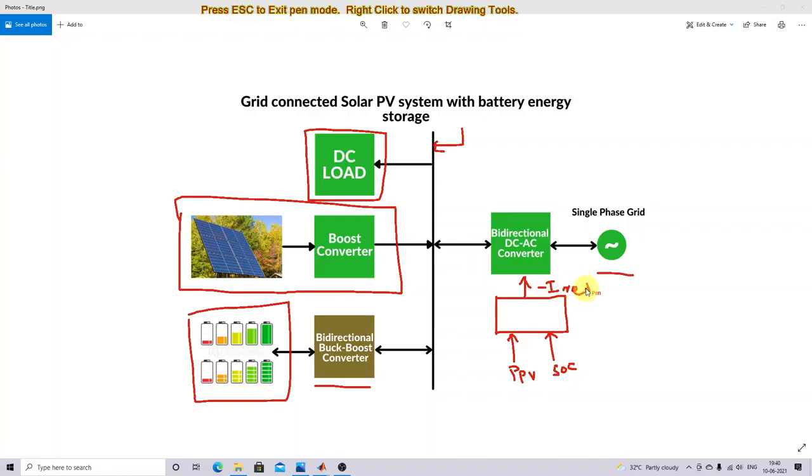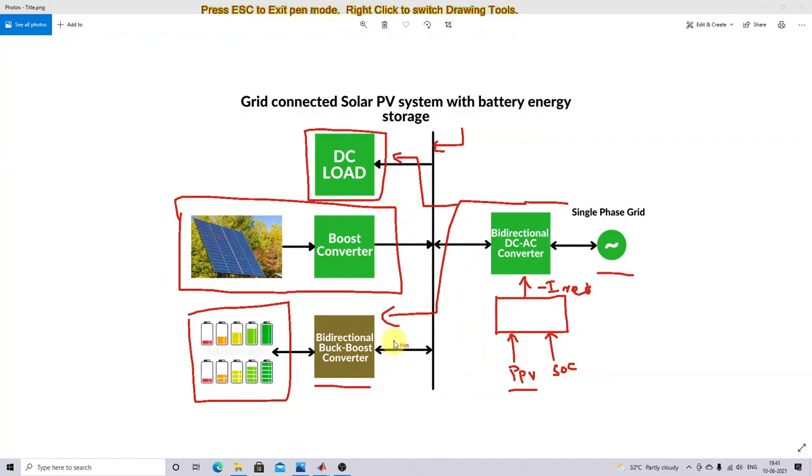So that means we have to purchase the power from the grid, to charge the battery as well as to power the DC load when there is no power in the solar panel and the SOC of the battery is less than 10 percentage. Suppose the PV has the maximum power, so excess power, that means it can supply power to the DC load as well as charge the battery.